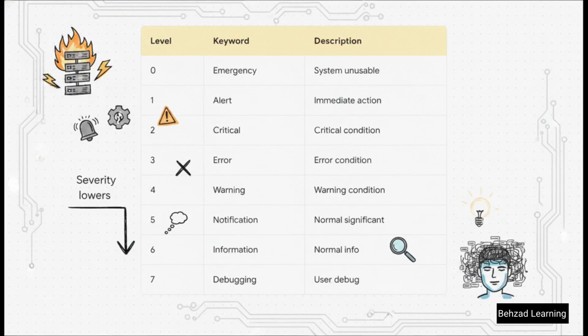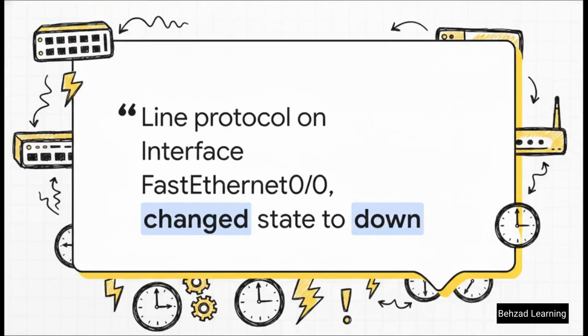It trickles all the way down to a 7, which is just highly granular debugging information, usually manually requested by an engineer. So a 0 means wake up at 2 a.m., and a 7 means it can definitely wait until Monday. Check out this actual raw log output.